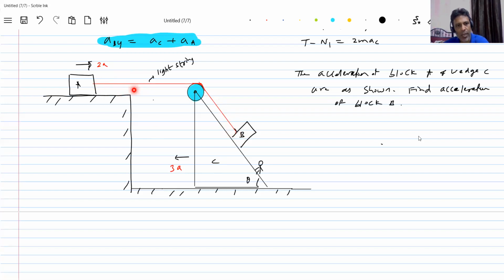This is 2 meters. If this wedge moves, it means the pulley is also moving. So if block A moves by 2 meters, the wedge moves by 3 meters. How much length will decrease here? 5 meters. Then how much length will increase? 5 meters. But this 5 meter increase is with respect to what? With respect to wedge, not with respect to ground. So with respect to wedge, how will block B move? It will move along the incline. So what are the accelerations now?